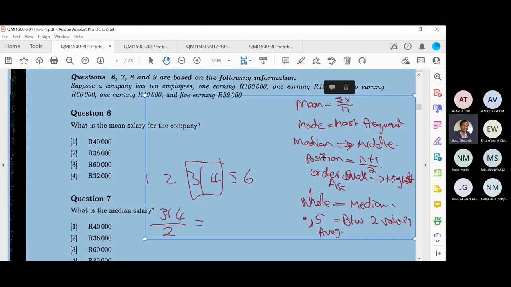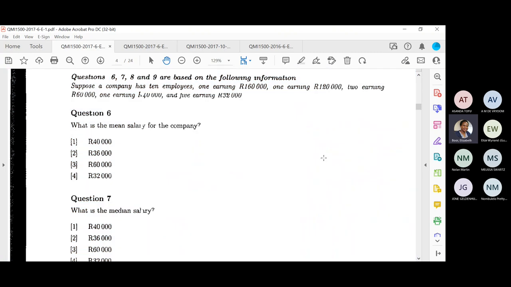So let's answer the questions relating to that. Let's do more exercises. I'm just refreshing your memory because you would have gone through these things on your own before. With this statement, we're going to answer 6, 7, 8, and 9. The statement says, suppose a company has 10 employees. So our N is 10. One earning 160,000, one earning 120,000, two of them earning 60,000, one of them earning 40,000, and five of them earning 32,000.